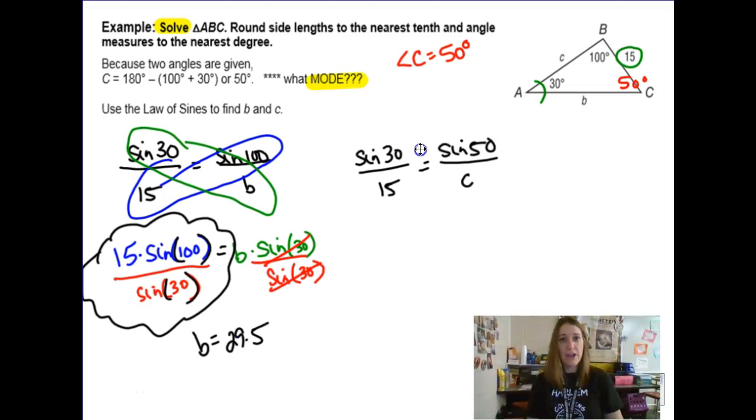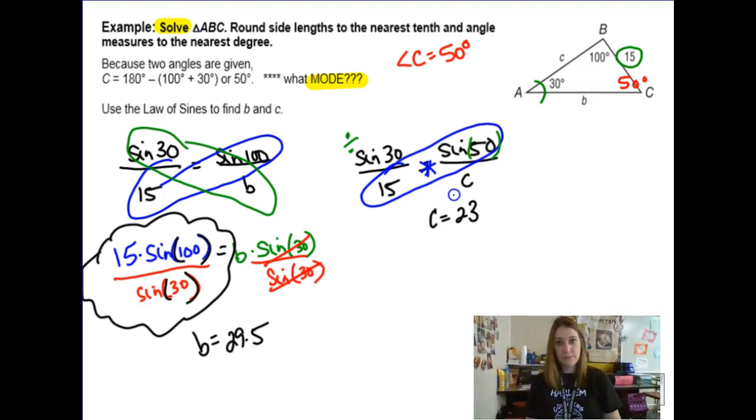Same thing here. For finding leg C, we're going to do the same algebraic math. We're going to multiply this diagonal. So this is how I shorthand my notes. I multiply this, and then off to the side of this other thing, this sine of 30, I'm going to divide by that at the end. So I'm going to type 15 times sine of 50. Make sure you close your parenthesis, and then divide by sine of 30. And I got C to be 23.